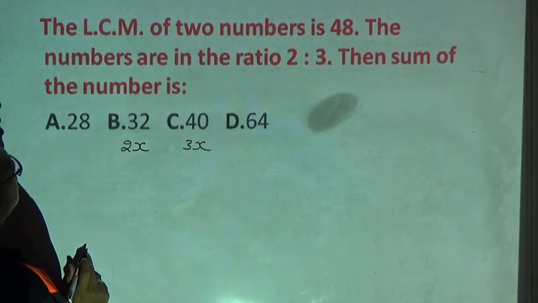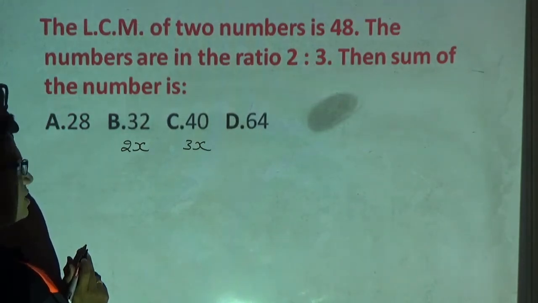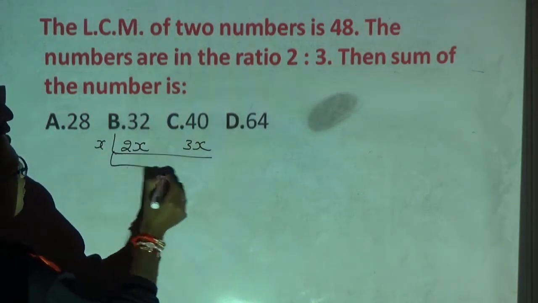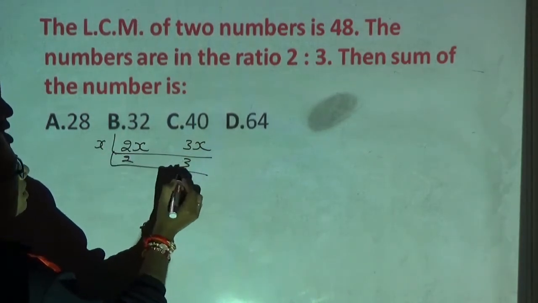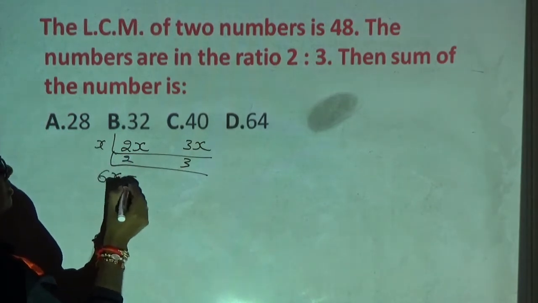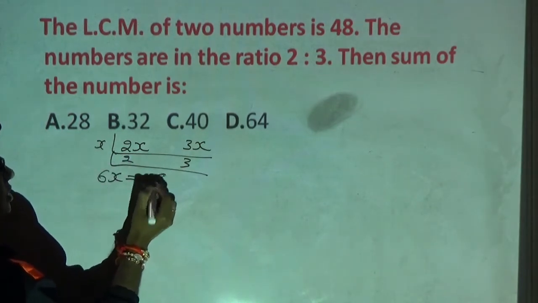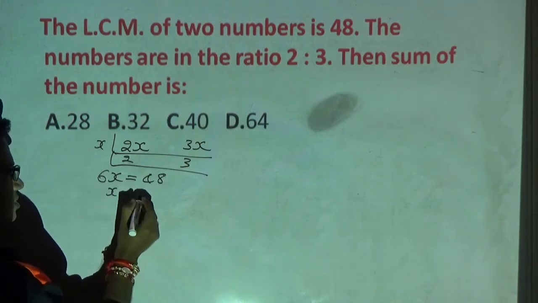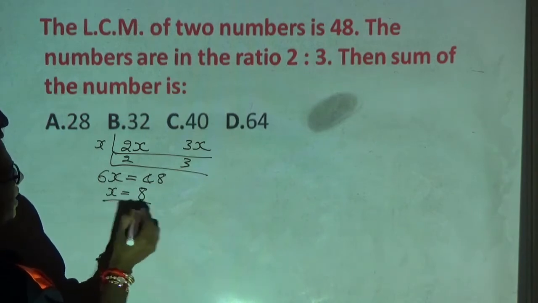Sum of the numbers I need to find out. So they have given the LCM also. Please observe here what is your LCM. From x, if I divide, x 2 times, x 3 times, what is your LCM? 3 2s are 6, so 6x is the LCM. LCM is 6x. So the LCM they have given is 48. So 6 times what? 8 times. 6 8s are 48.